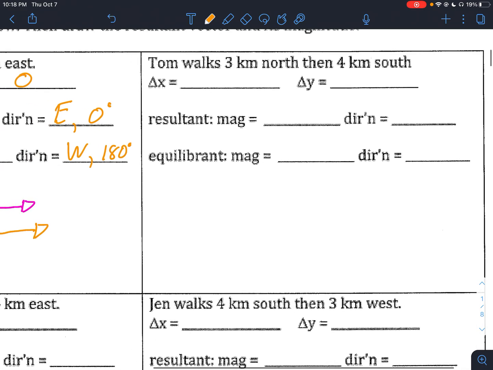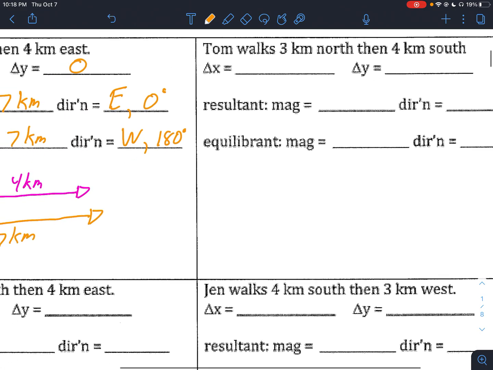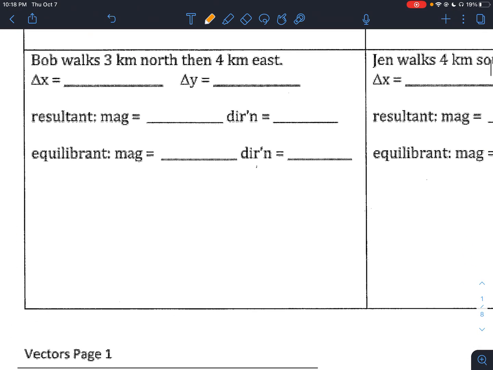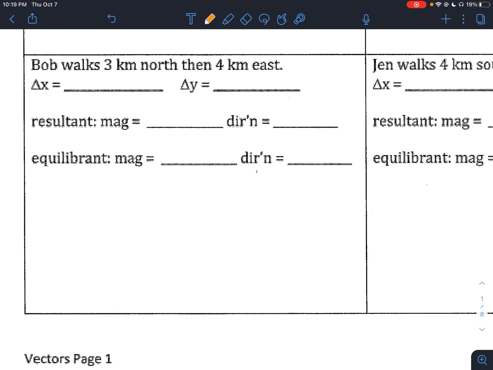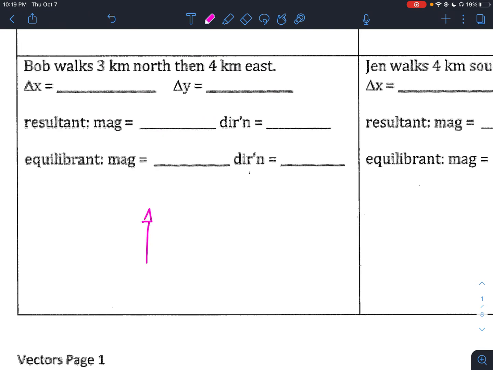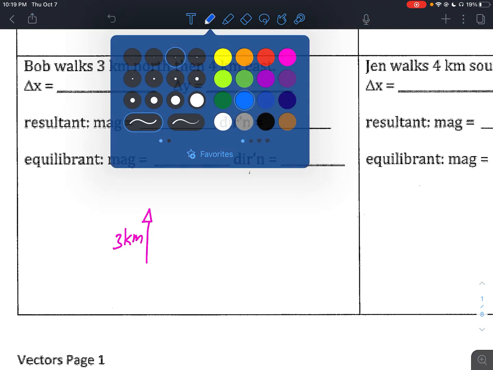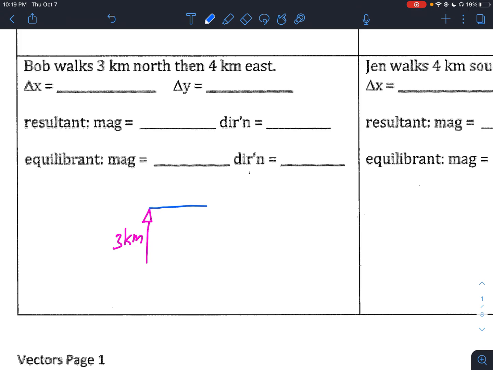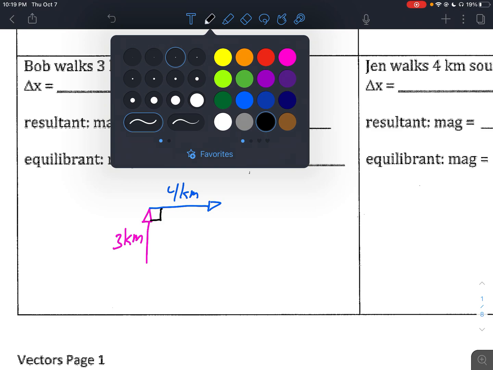All right, so now let's go for a walk with Tom. Actually, I'm sorry. You're going to go for a walk with Tom later on your own. We're going to walk with Bob right now. So Bob walks 3 kilometers north. Try and be consistent with my colors. And then he goes 4 kilometers east. And we know that is 90 degrees or perpendicular to each other because north and east are perpendicular. So we can put that right angle indicator in there.